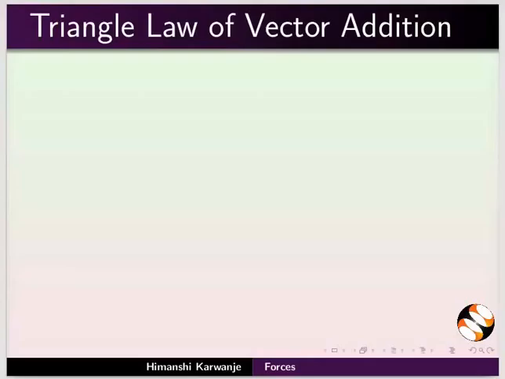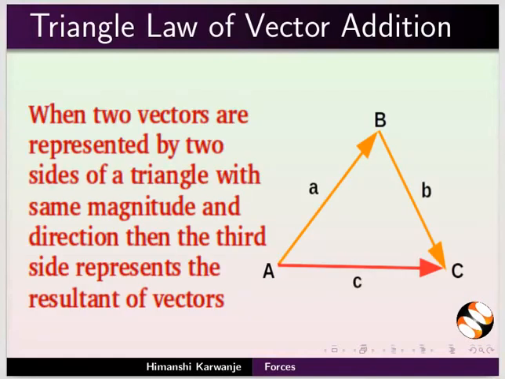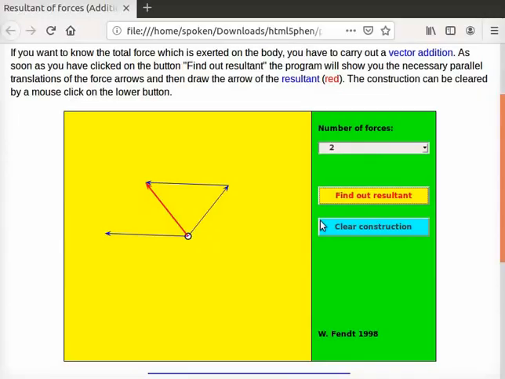Let us state triangle law of vector addition. It states that when two vectors are represented by two sides of a triangle with same magnitude and direction, then the third side represents the resultant of vectors. Click on Clear Construction button to clear the resultant force.